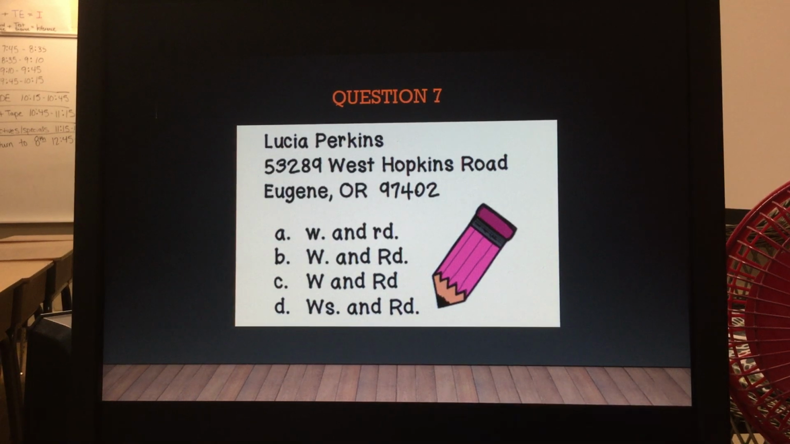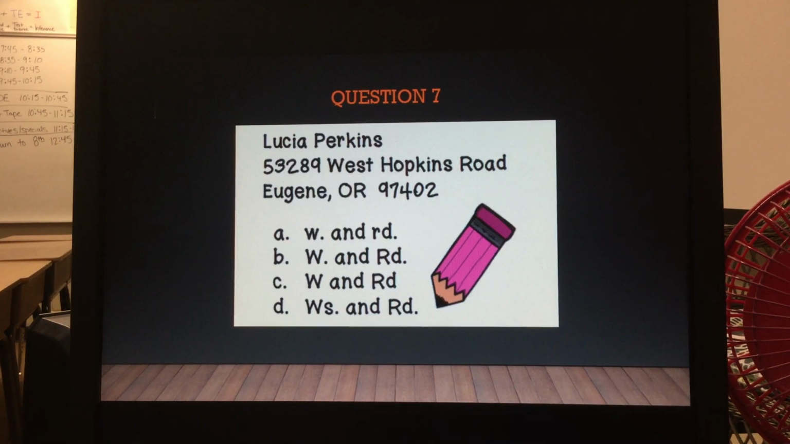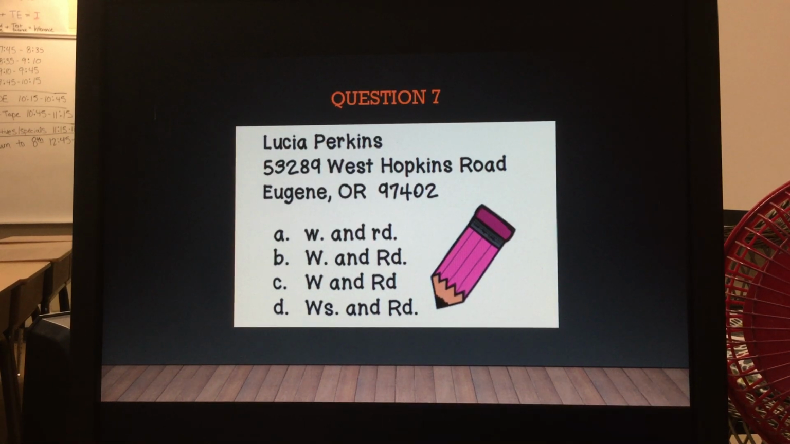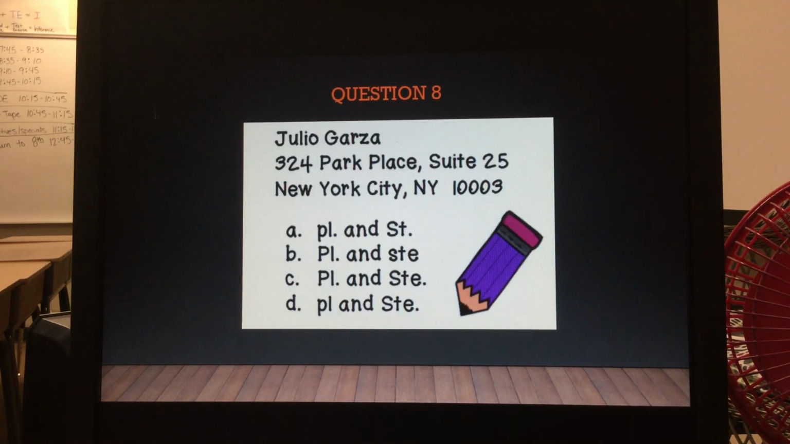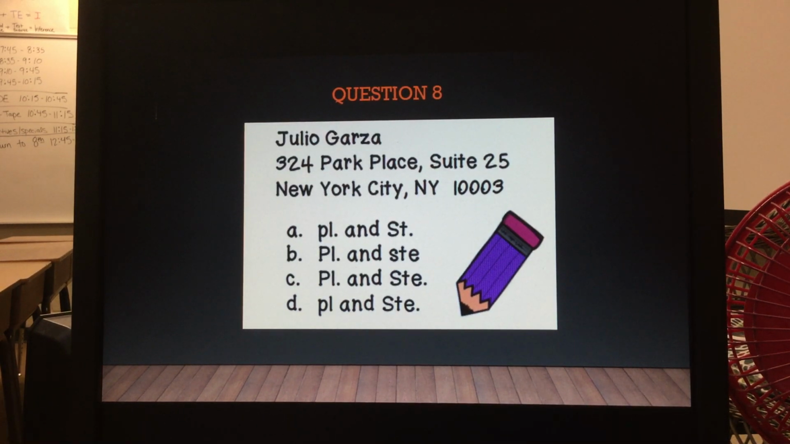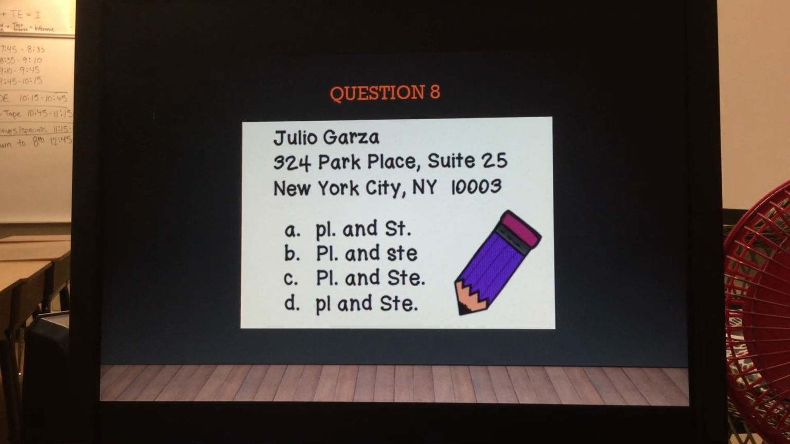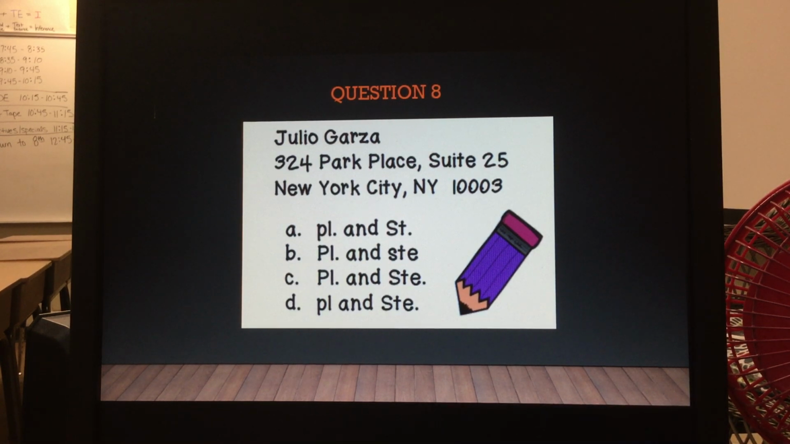Question 7: Lucia Perkins, 53289 West Hopkins Road, Eugene, Oregon, 97402. Choose the correct way to abbreviate West and Road. Question 8: Julio Garza, 324 Park Place, Suite 25, New York City, New York, 10003. Choose the correct way to abbreviate Place and Suite. And suite would be like an apartment number.